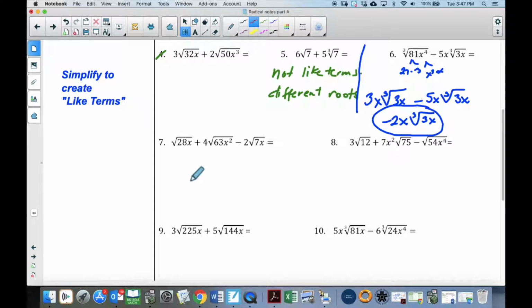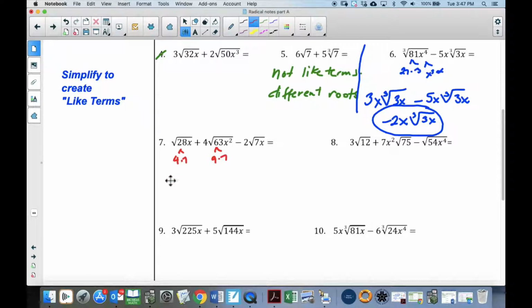Let's see if we can do that same thing with number 7. So for instance, this is a square root, this is a square root, this is a square root. As I think about 28, I know that's 4 times 7. And 63 is 9 times 7. And this is a 7x, so I'm on a good roll here. It's possible that these might start going together because they all have a 7 involved in them.